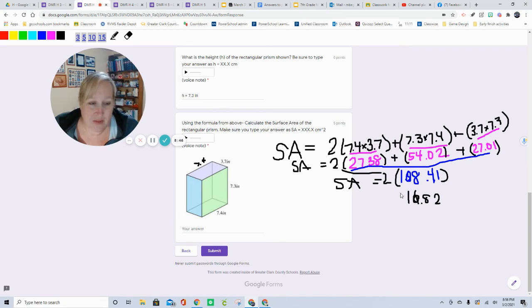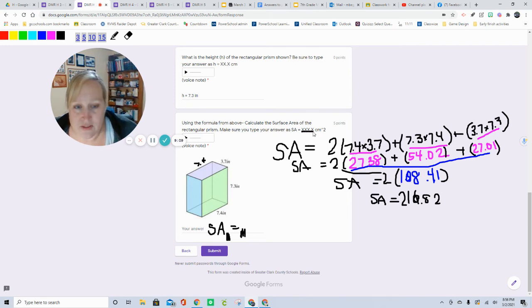So 216.82 is the surface area. What are we supposed to type in, though, guys? Type in SA space equals and another space. I know you're getting sick of it, but it's asking for these types of answers, 1 decimal point. So if I only need 1 decimal point, I need to look next door. That 2 either tells me to go up or stay the same. And since it's 2, that's tiny. It's closer to the 8. So I'm going to keep the 8 and make it 216.8.